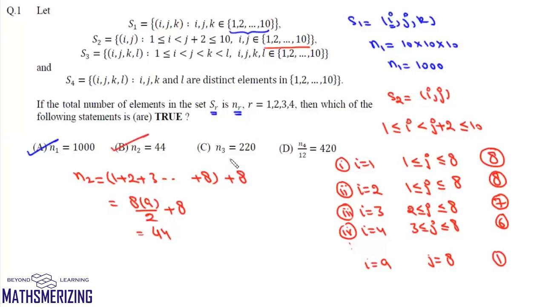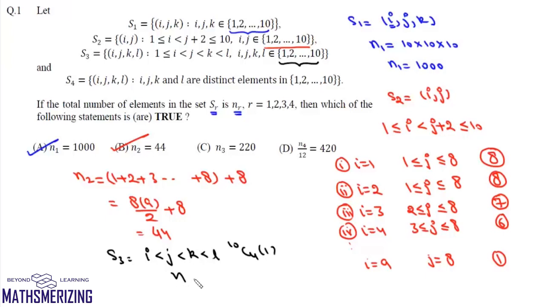Now for this S3, we are given 4 elements i, j, k and l such that i is less than j, less than k, less than l. And all these i, j, k, l belong to the set from 1 to 10. So what we'll do is, we can simply select any 4 numbers, and it can be done in 10C4 ways, and then we have to arrange them in ascending order. We can arrange them in ascending order in only one way.